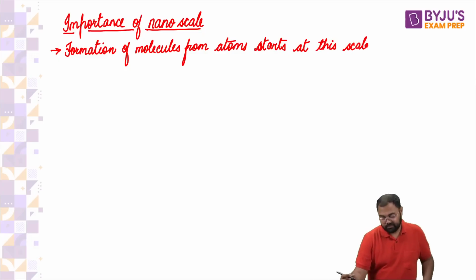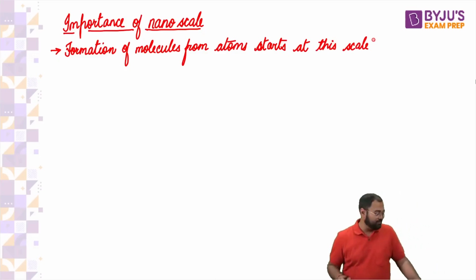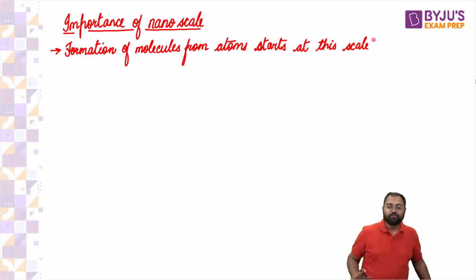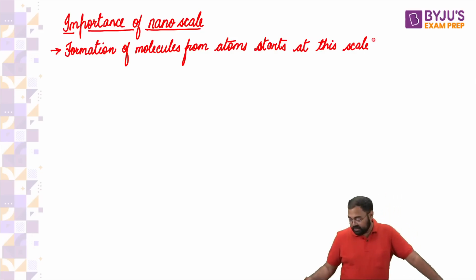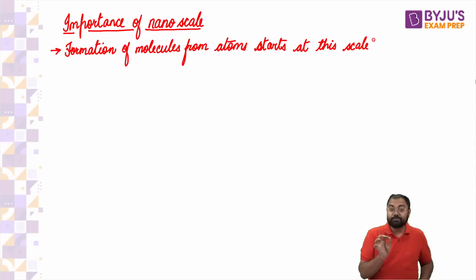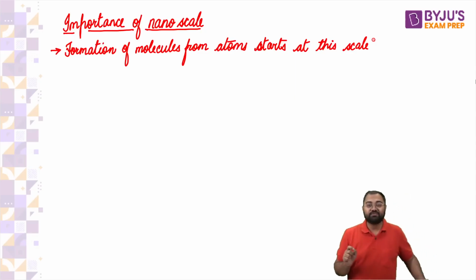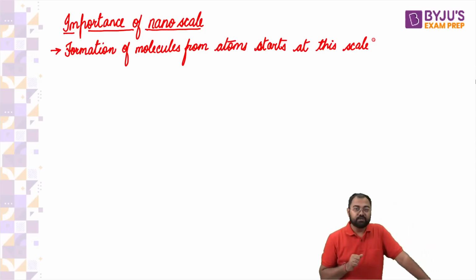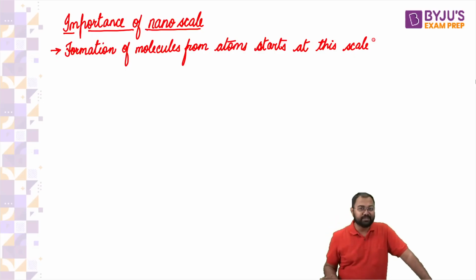I mean, that's fine. Molecules are formed at this level. So what difference does it make? The difference that it makes is that this is where you have all the individual properties of matter showing up for the first time. So until now, individual properties of matter don't show. So for example, let's say atom of oxygen. So atom of oxygen is atom of oxygen wherever it is.